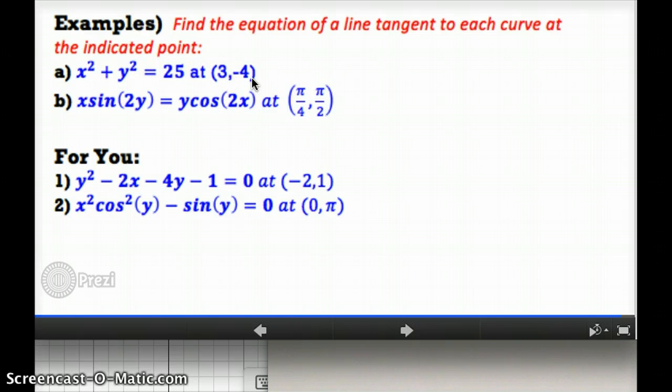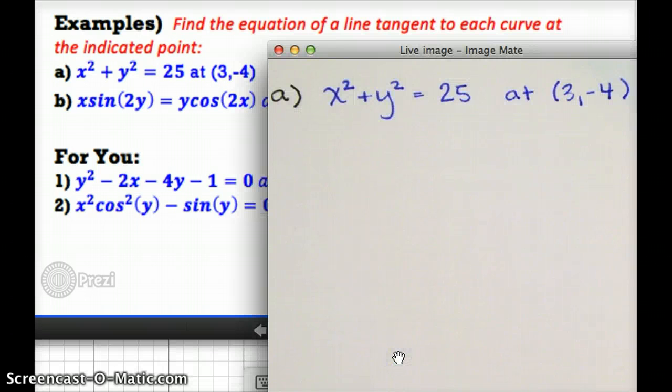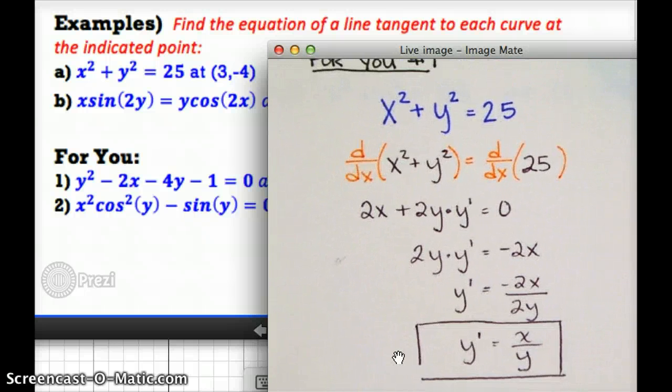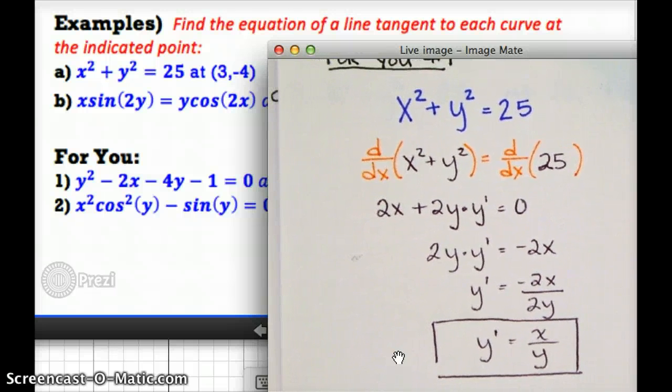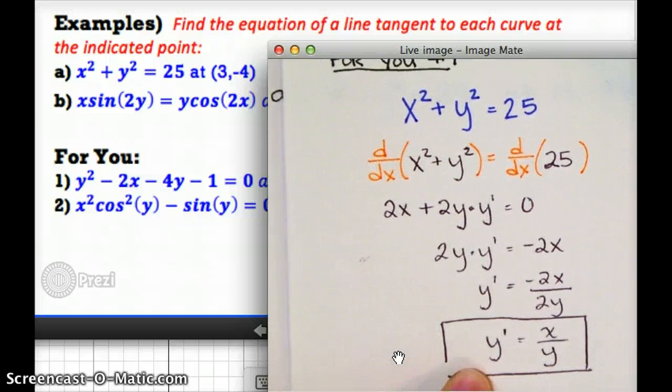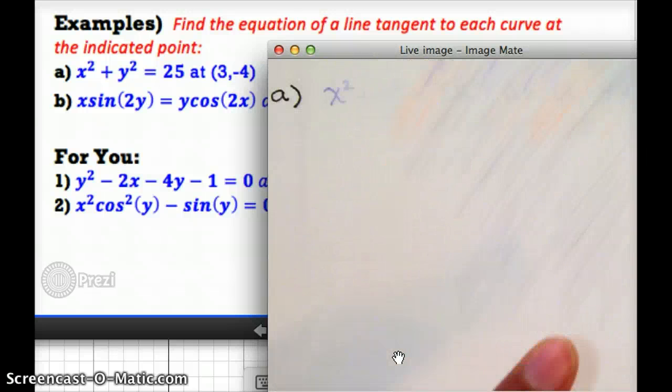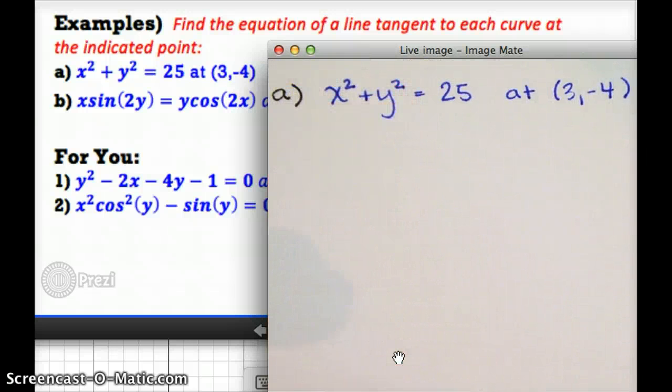So we really just need one thing. We need the slope. Now, for this first one, I'm actually going to cheat ever so slightly because back in the examples from the last slide, you've already worked out an equation for the derivative. If you remember, it was the first one that you did. And it turned out that the derivative of this function was y prime equals x over y. Normally, I would have to stop and work out the derivative again.